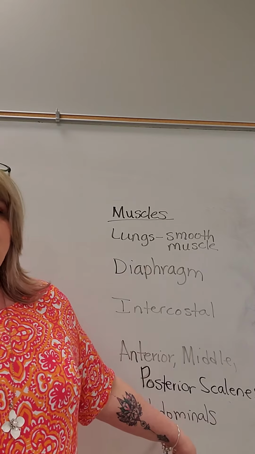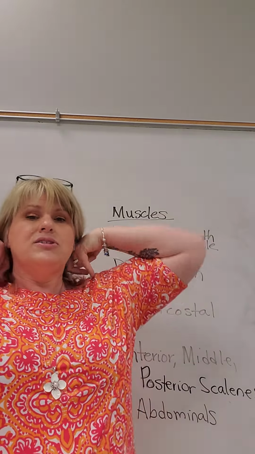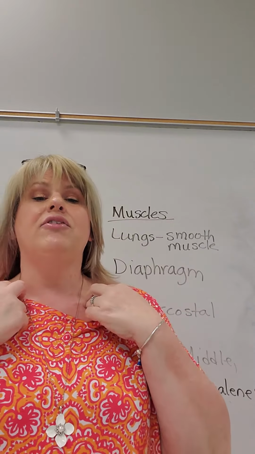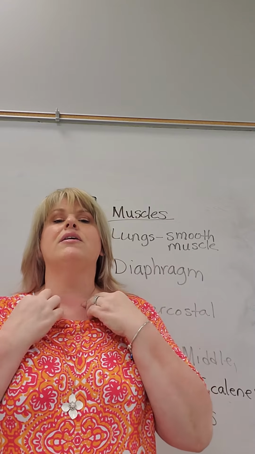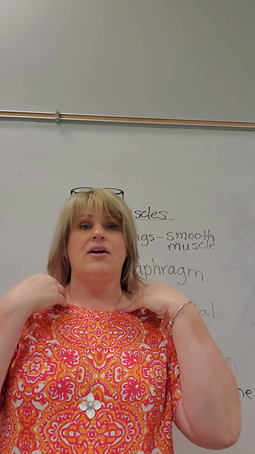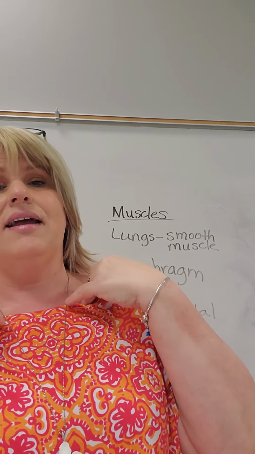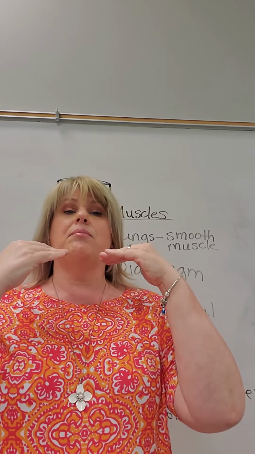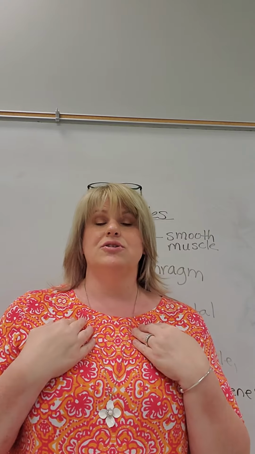The anterior, middle, and posterior scalenes are up here as part of the neck. Everybody feel your neck. That collarbone right here, your rib starts right there. So those muscles will pull the collarbone up, allowing that lung tissue to expand.